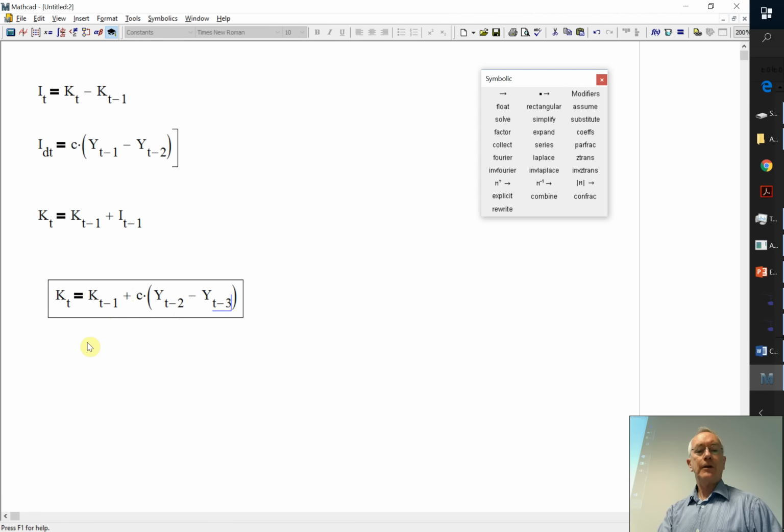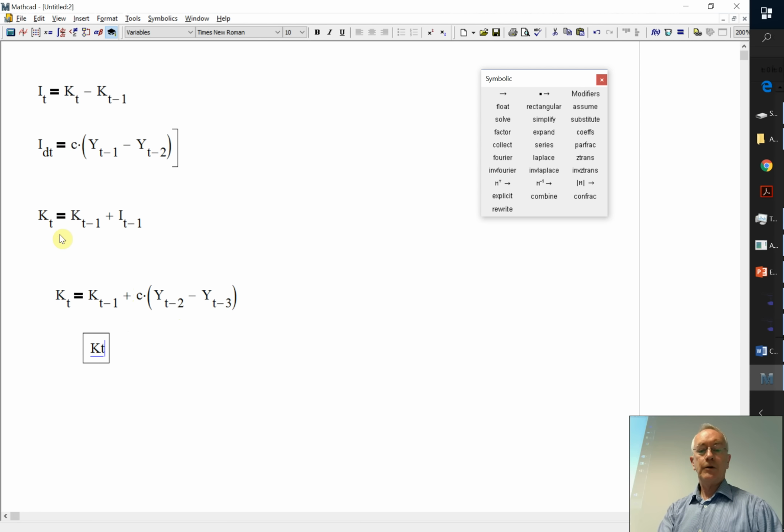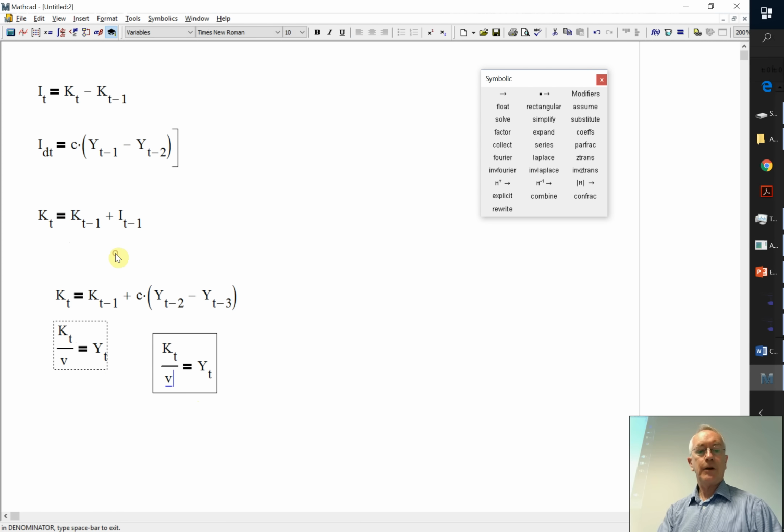And now if I say that there's some relationship between capital stock and output, I say that output at time t is capital at time t divided by the capital output ratio. Feed that in there. So that becomes k at t is v times y at t.